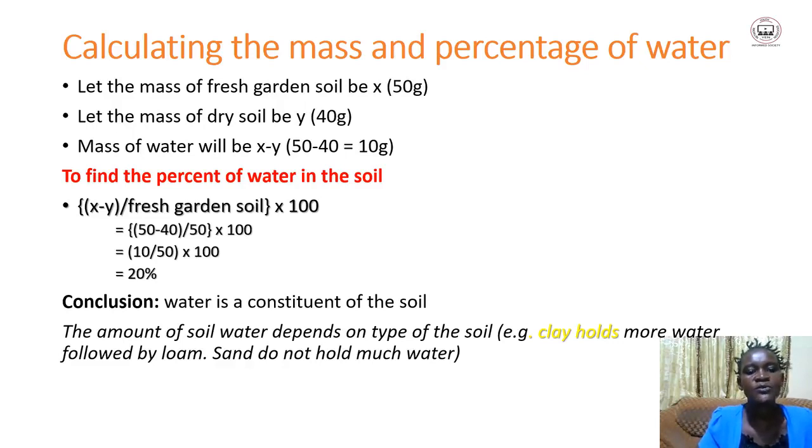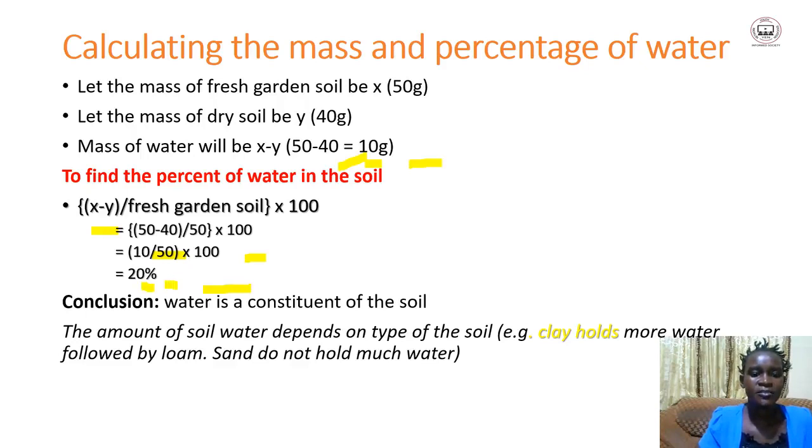In this case, the mass of water will be X minus Y, where X is 50 and Y is 40. So it's 50 minus 40, giving us 10 grams. That's the mass of water. From that, we can also calculate the percentage of water in the soil, which is X minus Y divided by the fresh garden soil, which was 50, times 100. So it will be 50 minus 40 divided by 50 times 100. So 50 minus 40 is 10, divided by 50 times 100.